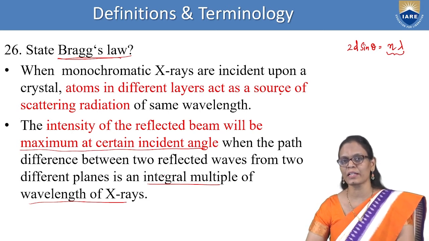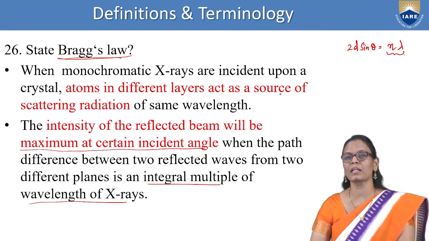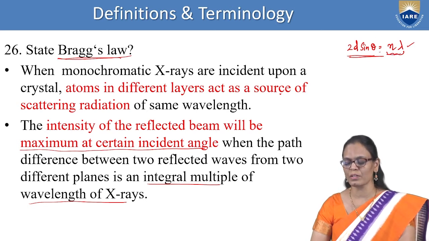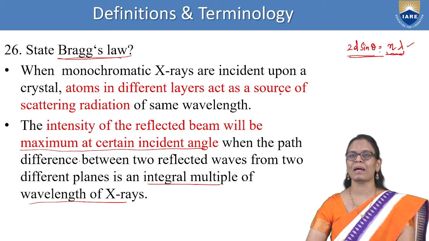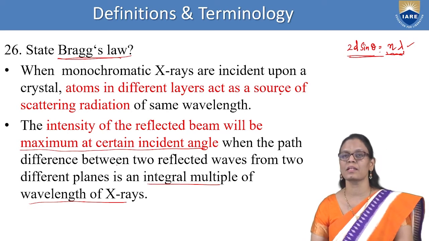So what he is telling here is that the intensity is maximum at a certain angle where the path difference is an integral multiple of the wavelength. Whenever we talk about the path difference 2d sine theta, if it is equal to n lambda, then the intensity is maximum at that certain incident angle.